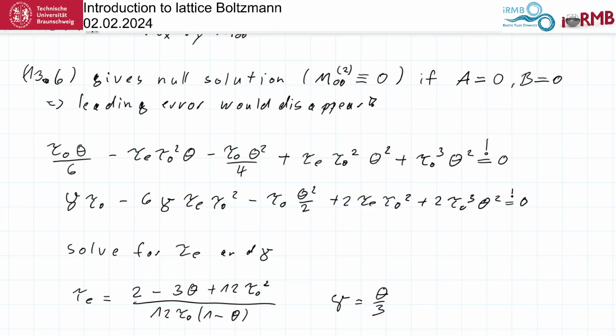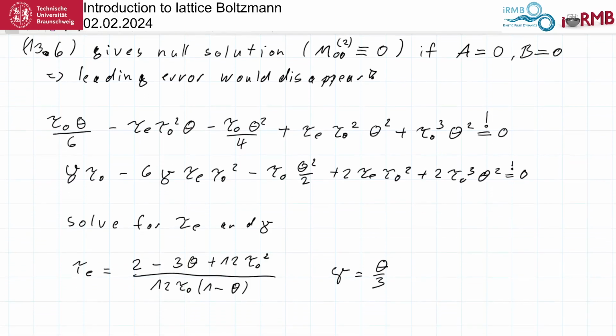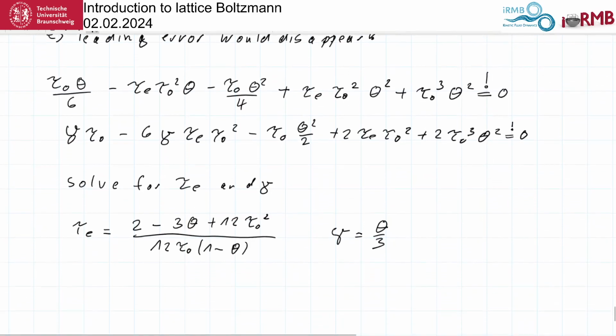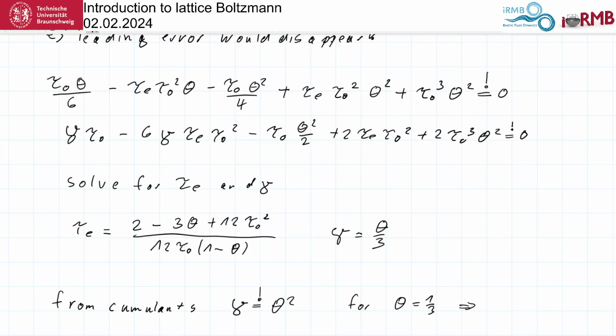Okay, I love this. Why do I love this? Because from the theory of cumulants, we know that gamma is supposed to be theta square. And usually in lattice Boltzmann, we derive that we should use theta equal to 1/3, and this would imply gamma equal to 1/9, and this would actually be in line with the theory of cumulants.